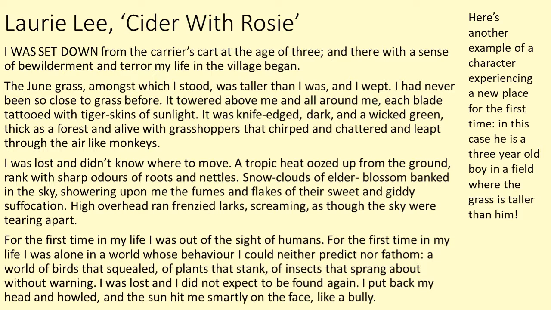I was set down from my carrier's cart at the age of 3, and there, with a sense of bewilderment and terror, my life in the village began. The June grass amongst which I stood was taller than I was, and I wept. I had never been so close to grass before. It towered above me and all around me, each blade tattooed with tiger skins of sunlight. It was knife-edged, dark, and a wicked green, thick as a forest, and alive with grasshoppers that chirped and chattered and leapt through the air like monkeys. I was lost and didn't know where to move.